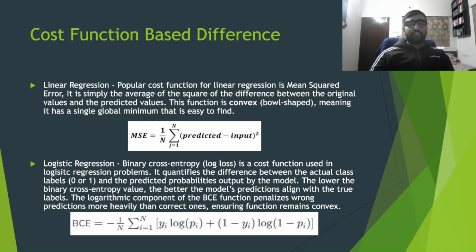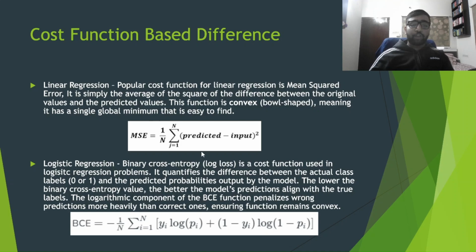Cost function based difference. A cost function is a function which is used to measure the error which occurred by the model in making predictions. In linear regression, the popular cost function is mean squared error. It is simply the average of the squares of differences between the original values and the predicted values. The function is convex, bowl shaped, meaning it has a single global minimum, and that is easy to find.